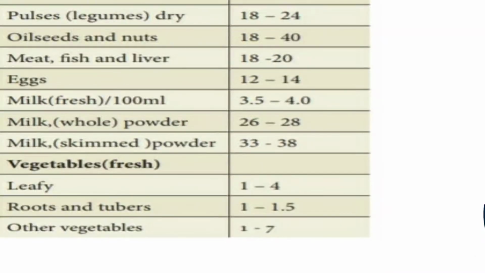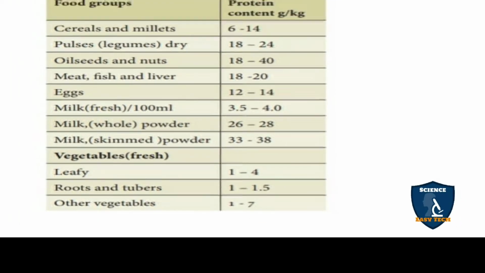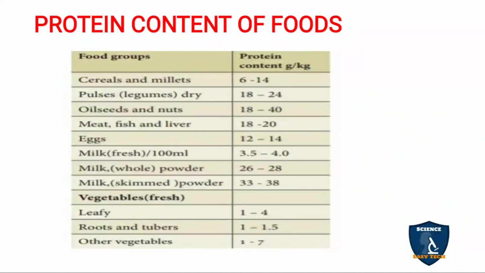Then vegetables: leafy vegetables 1 to 4 grams per kg, roots and tubers 1 to 1.5 grams per kg, other vegetables 1 to 7 grams per kg. So this is with regard to the protein content of various food groups.